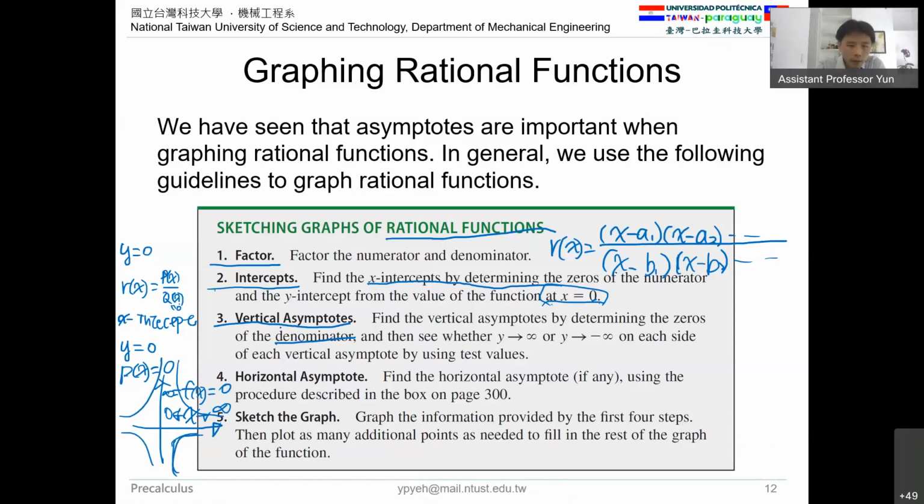Okay. And then the next step, after finding the vertical asymptote, is to find the horizontal asymptotes. When finding horizontal asymptotes, we use the procedure described in the box on the graph of this slide.